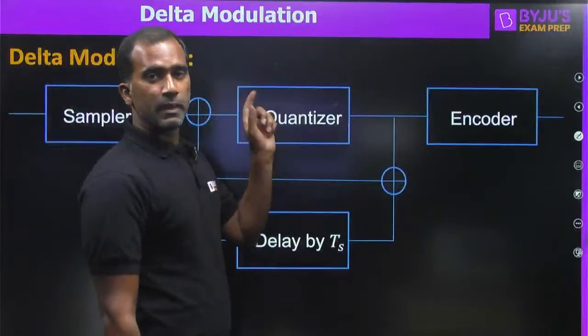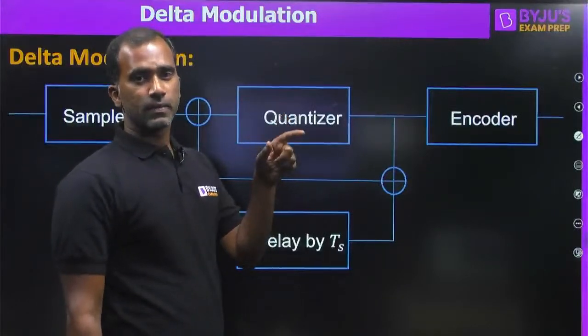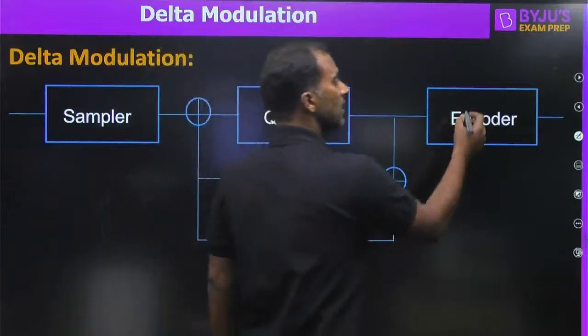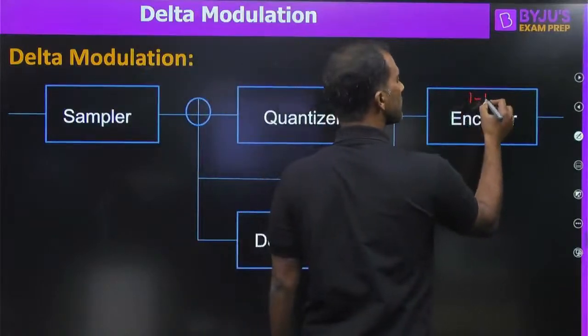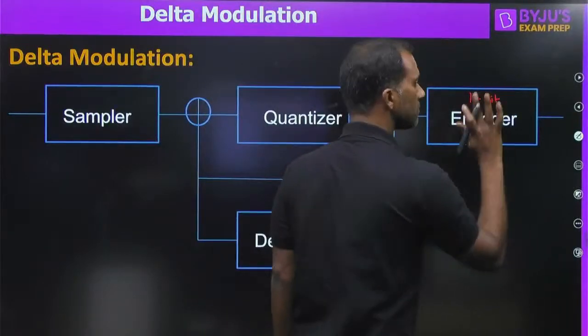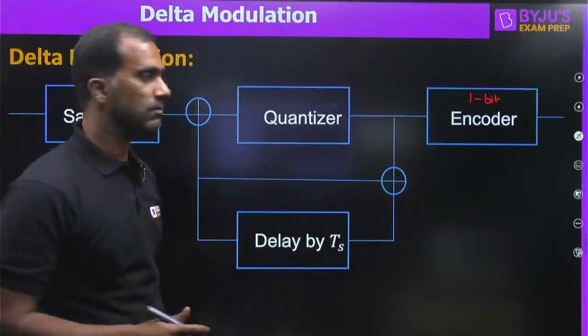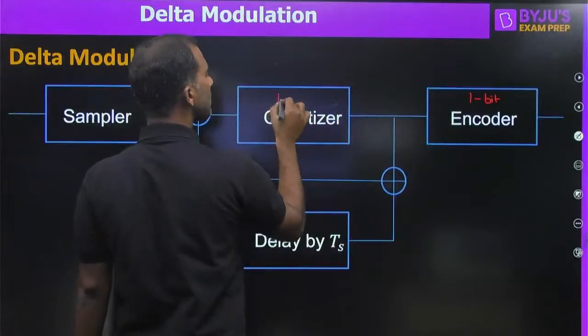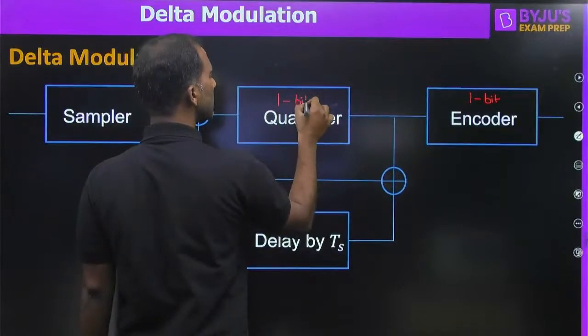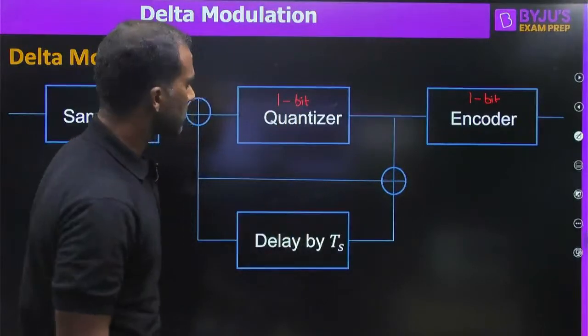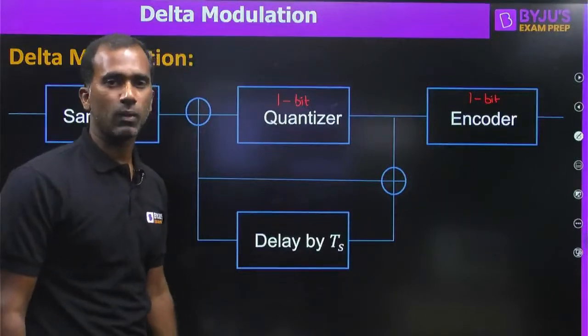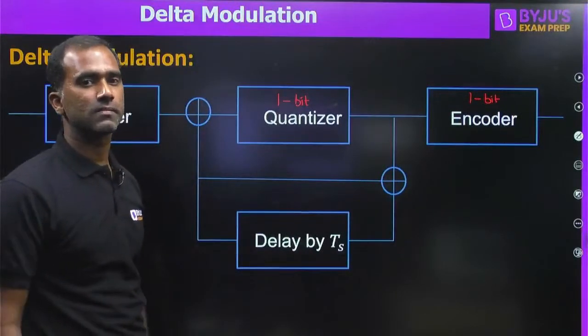So the only change between DPCM and DM, delta modulator, is instead of n bits, we are going to use 1 bit. Without any confusion, we are going to use only 1 bit encoder. So 1 bit encoder means we are going to have 1 bit quantizer, or you can say 2 level quantizer. That is the only difference.